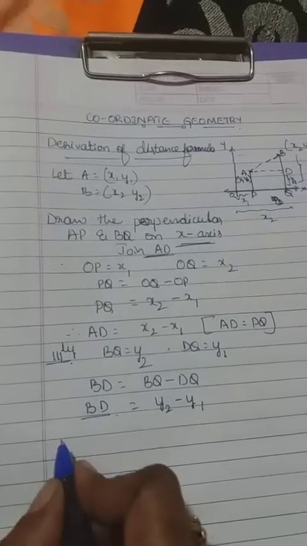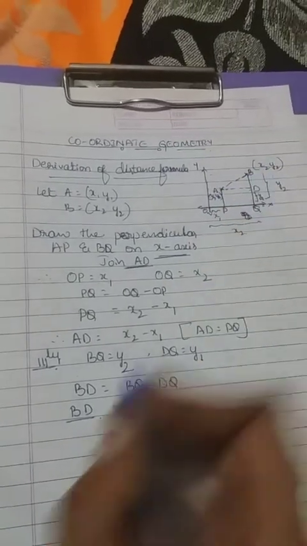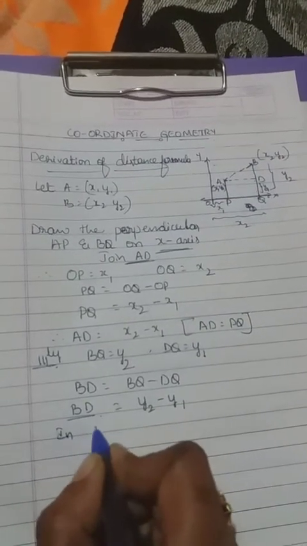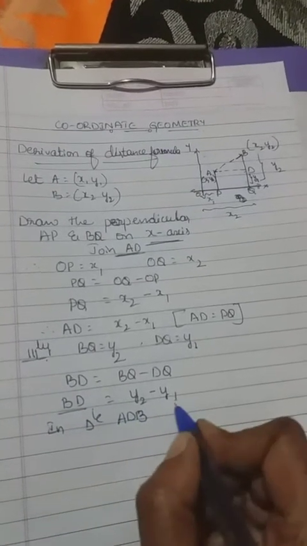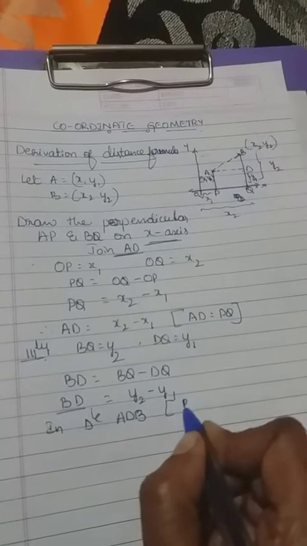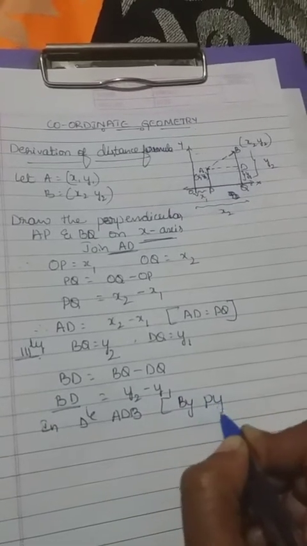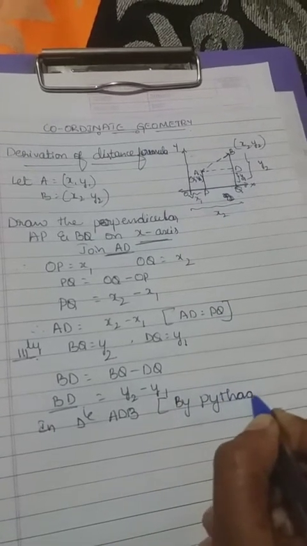Next, triangle ADB is a right angle triangle. In triangle ADB, apply the Pythagoras theorem. By the Pythagoras theorem, you know the Pythagoras theorem.